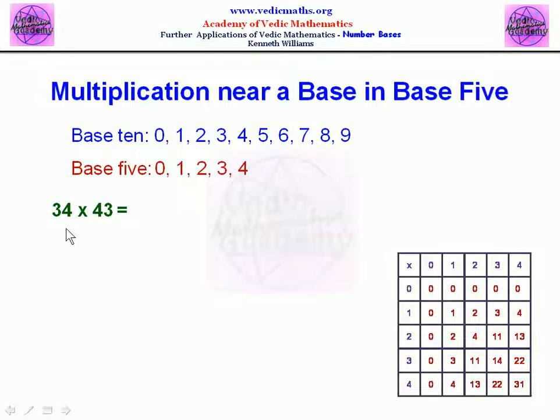So 43 would be very close to the base of 100 in base 5. It's only 2 away. And 34 also, we've got large digits. These are the two largest digits in base 5, 3 and 4. So let's see if we can apply our technique. So let's see, we have 34 times 43, and the method is to write the deficiency from the base next to the number. How much is 34 below the base of 100?